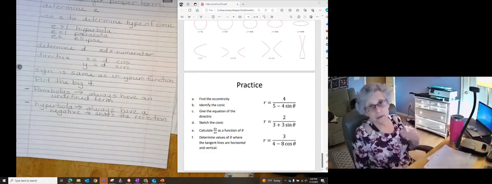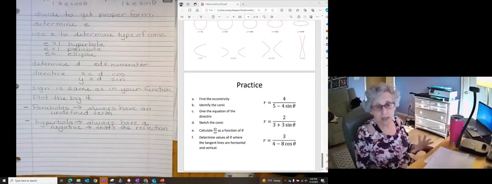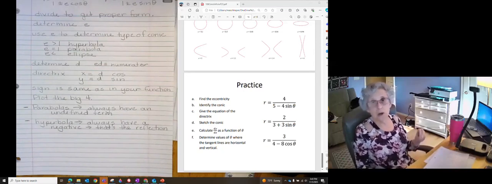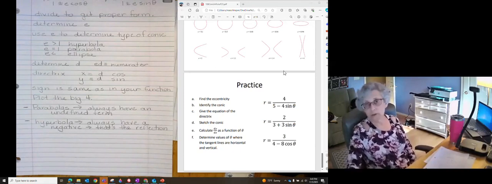And then derivative, setting numerator and denominator equal to 0, all of that is exactly the same as it was for just regular polar calculus. So you have learned everything that you need to know. Now go forth and study, and you can do it because you are smart.